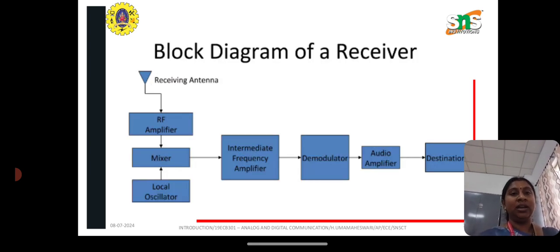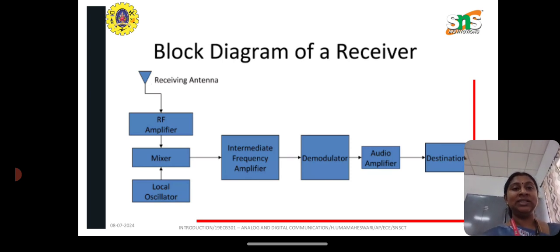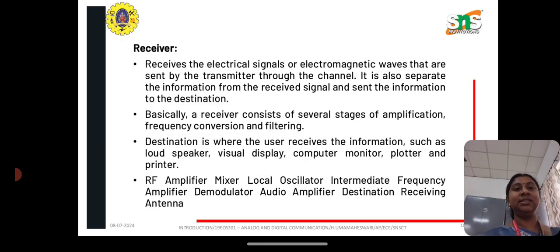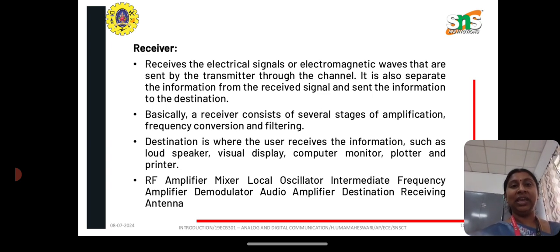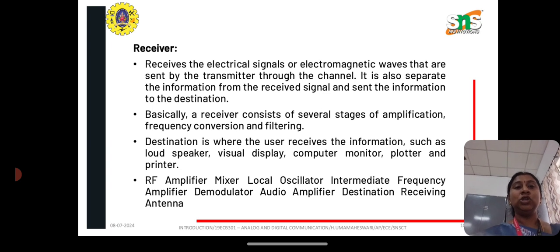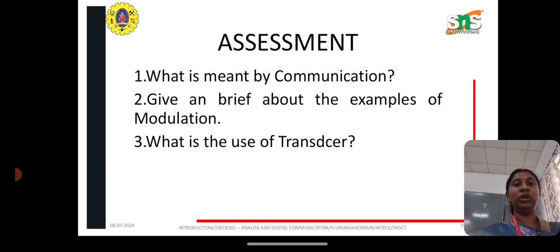Then a block diagram of a receiver, where we have a local oscillator and an intermediate frequency amplifier, where the data is demodulated and finally given to the destination. The receiver receives the electrical signal through various stages of amplification, frequency conversion and filtering. Here the destination is where the user receives the information, such as the loudspeaker, visual display, computer and monitor.